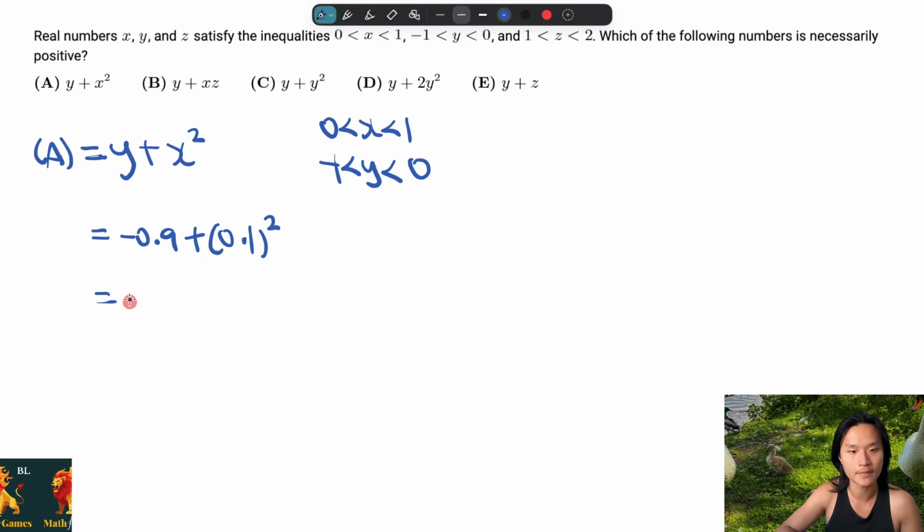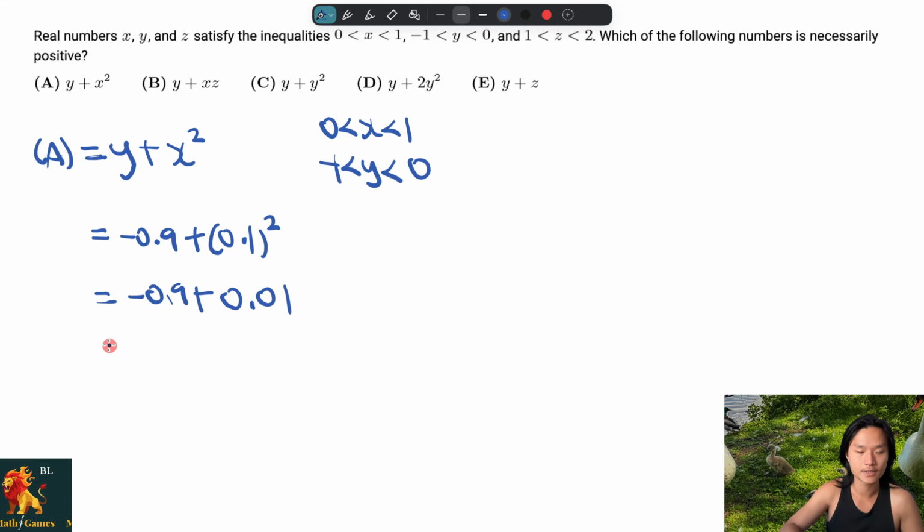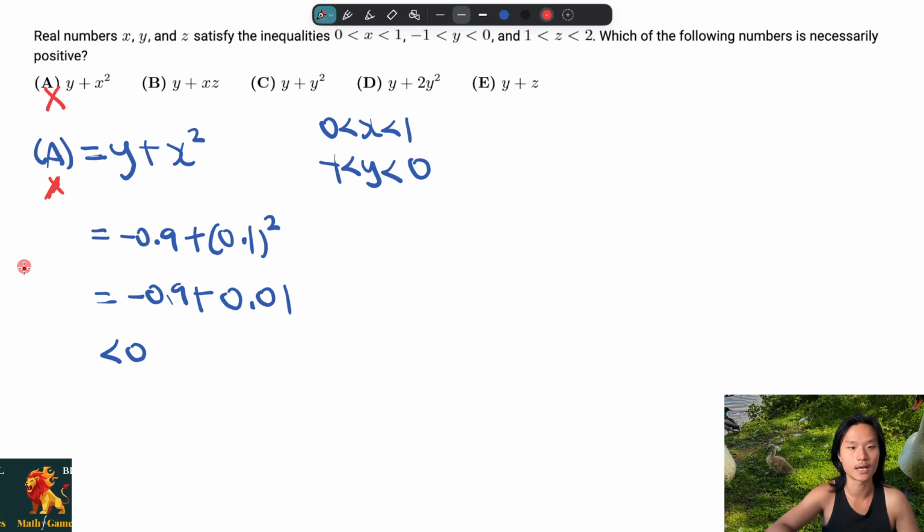-0.9 plus 0.1 squared is -0.9 plus 0.01. Well, clearly that is smaller than 0. So A is not our answer. So we have eliminated A as an answer.